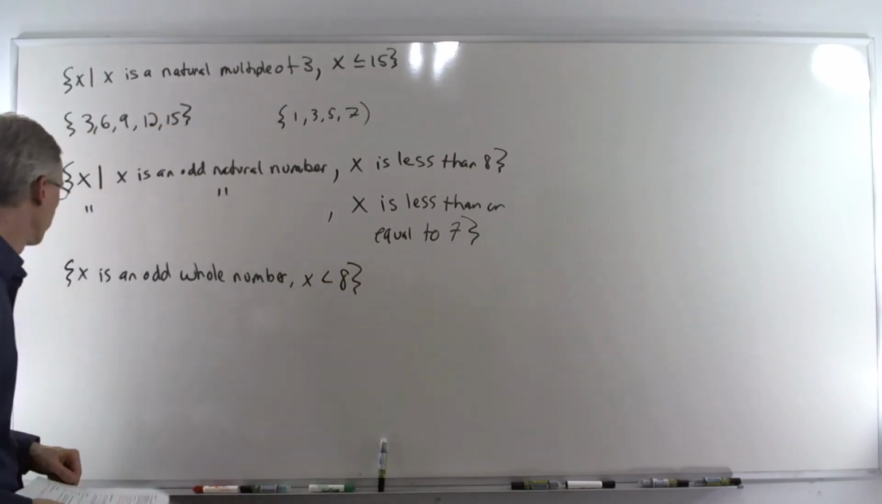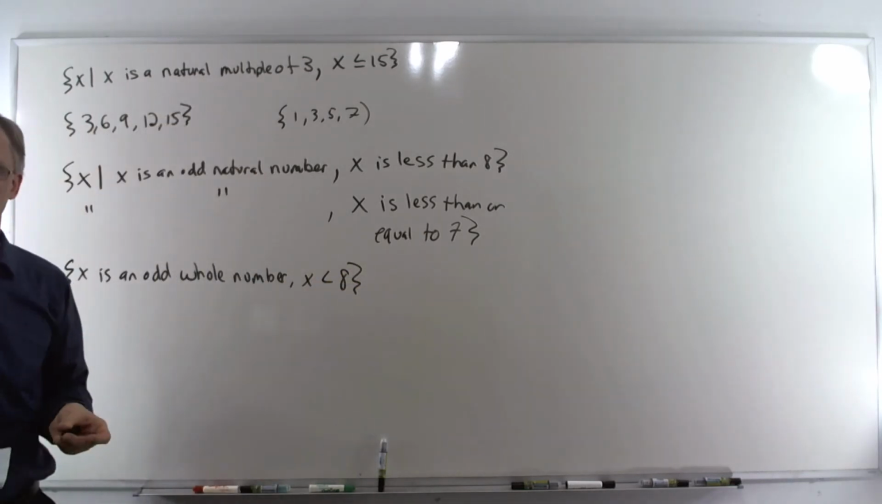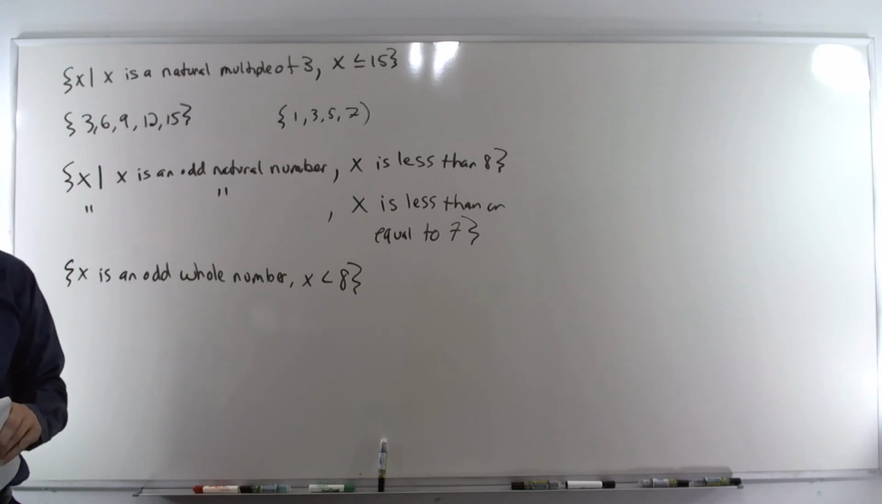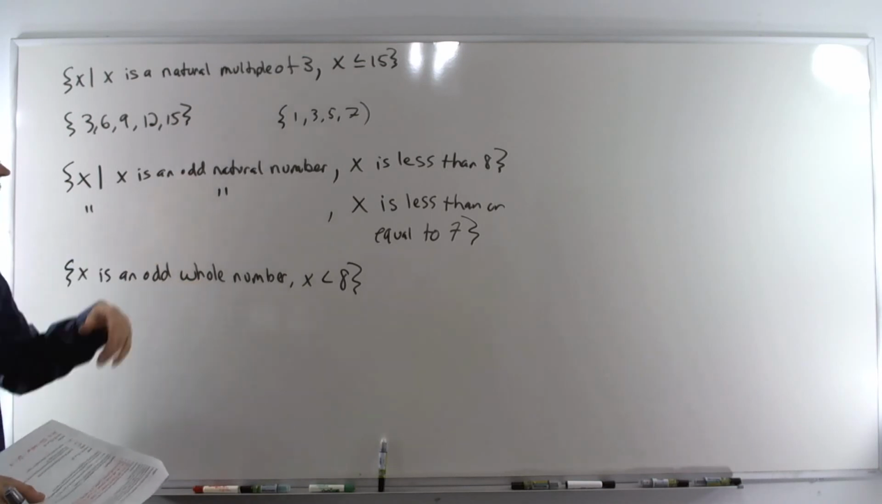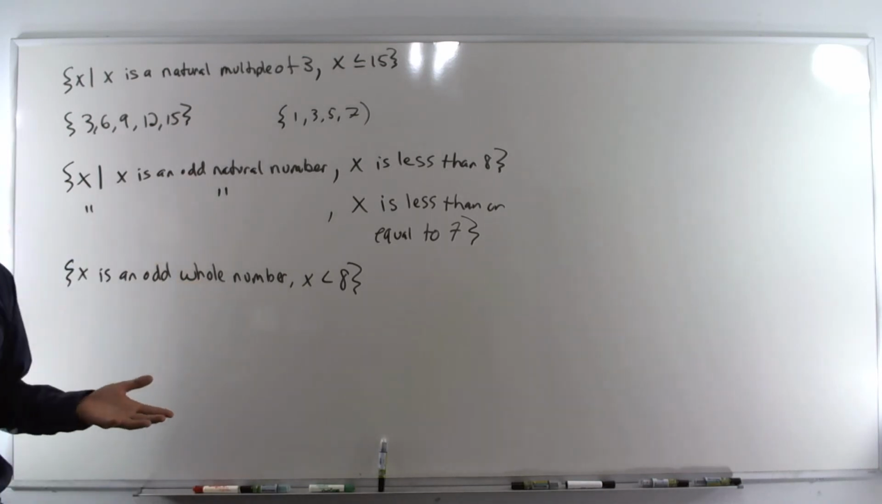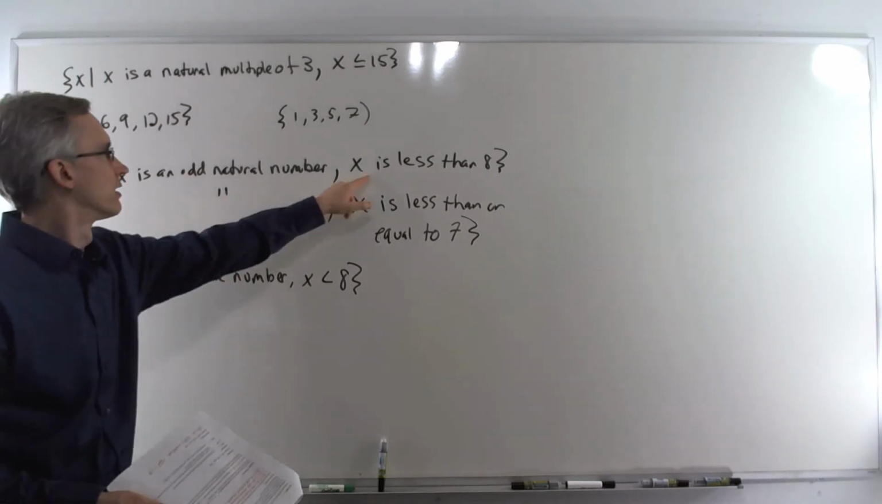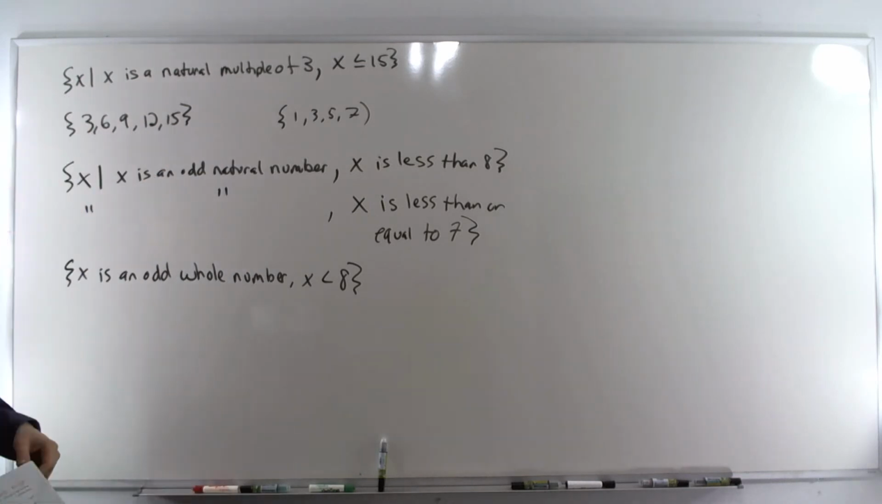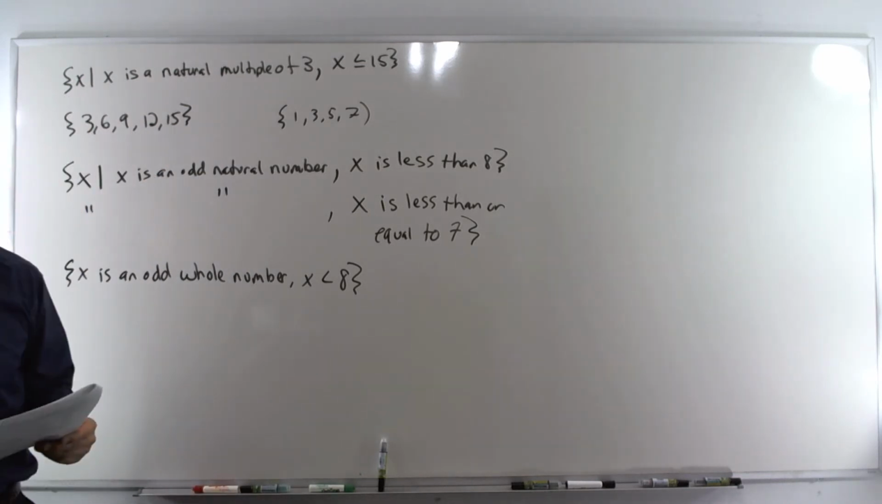Here's another way we can write it. X is an odd whole number. Since we're just talking about the odd numbers, 0 is automatically excluded. So the odd whole numbers and the odd natural numbers are exactly the same thing. So here's another way of writing a different version of that first one. X is less than 8 and odd whole numbers.